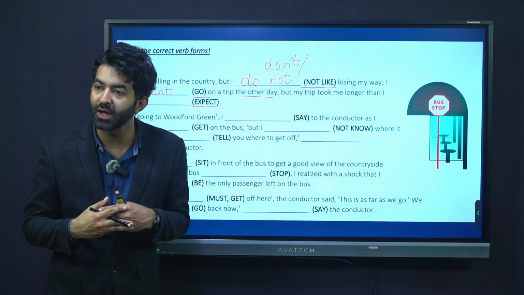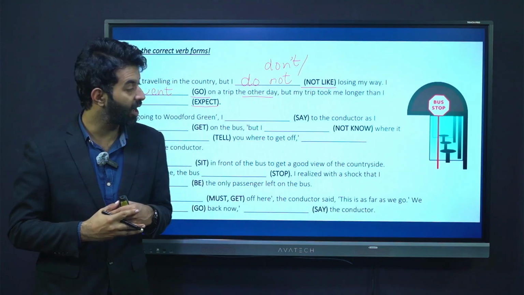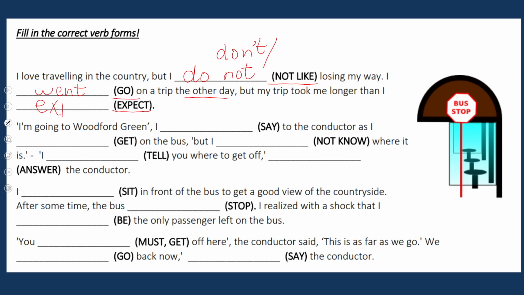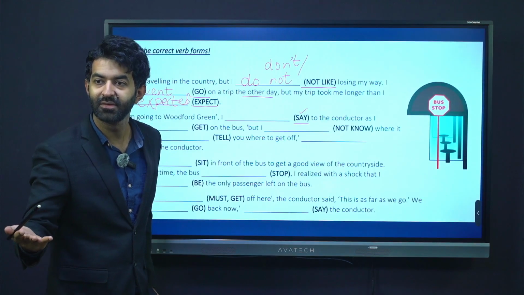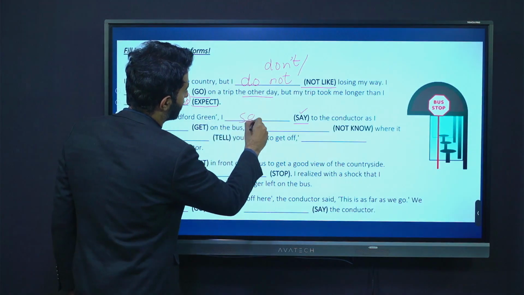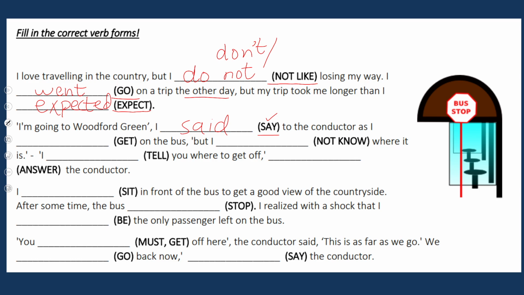We are talking about past. Yes, Mohammed. तो क्या करेंगे? Expect. Expected. All right. I'm going to Woodford Green. I say to the conductor as I. अब हम ये सारा जो है past का है. तो say को कैसे convert करेंगे? किस verb form में? Yes, बताएं. Said. I said to the conductor as I.